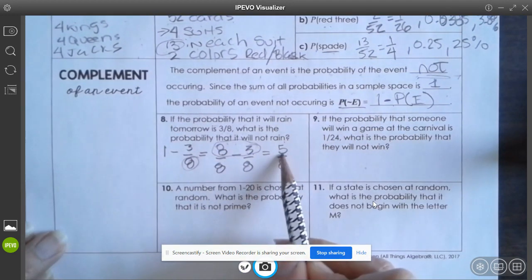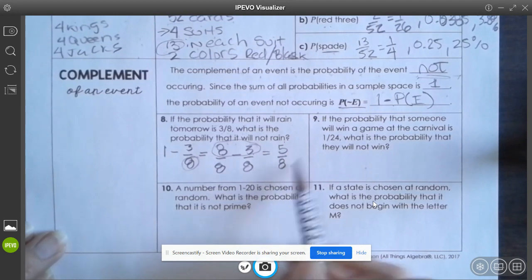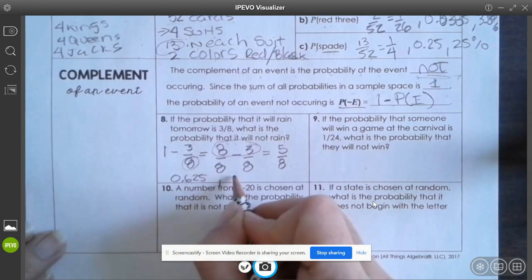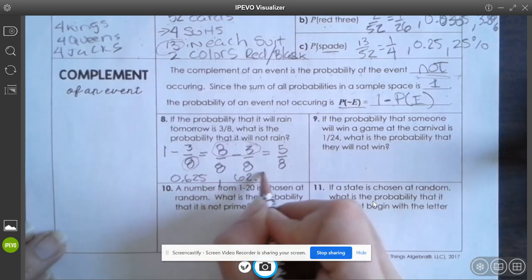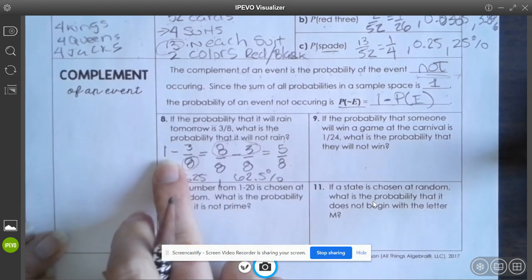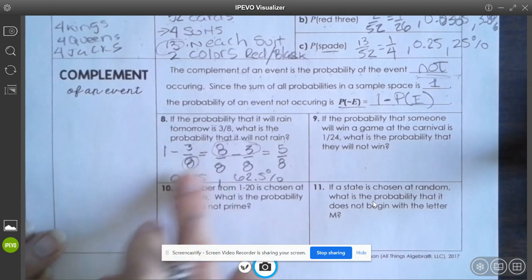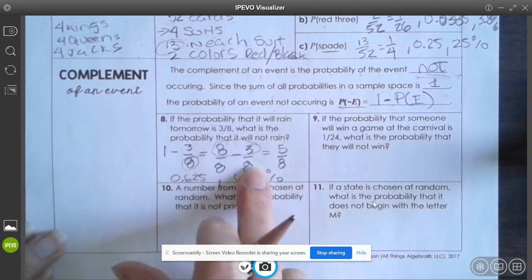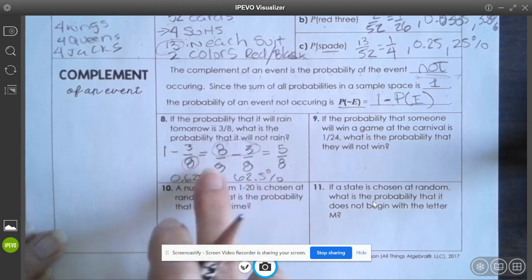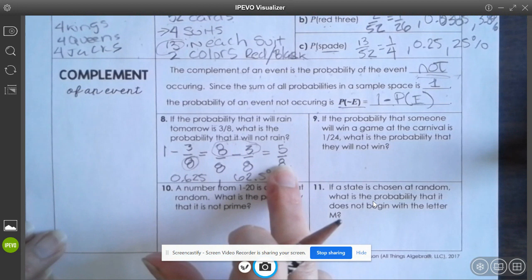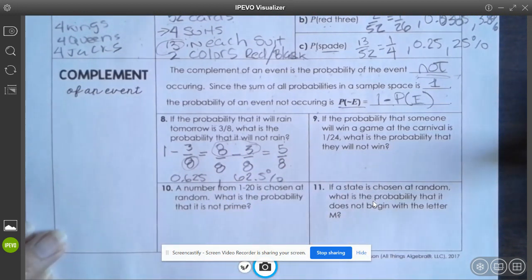Now I have to switch this to a decimal. I get 0.625, which is the same thing as 62.5%. So easy. The first thing, we have a whole here, so you can use the denominator. So 8 over 8 minus 3 over 8, and then you just subtract. 8 minus 3 is 5, and you use the same denominator, and that's it. That's all you're doing here, okay?